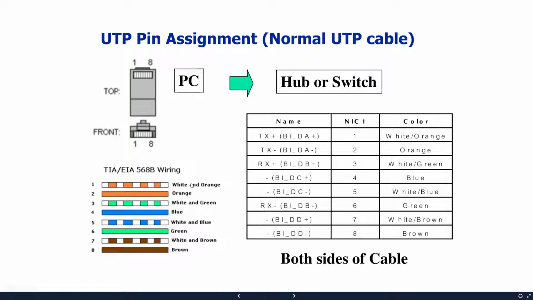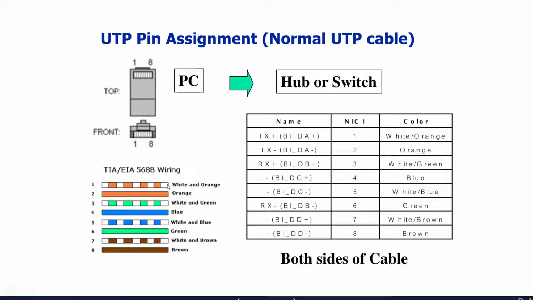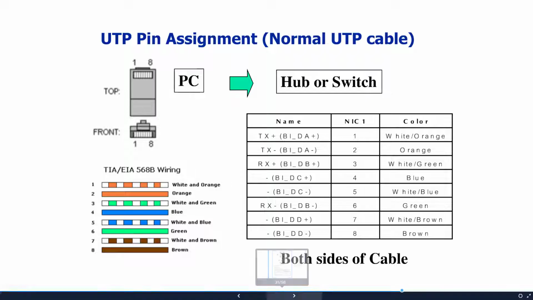So this is the standard order of the color-coded wires. White, orange for pin 1. So that means on the other end, it's also going to be white, orange. Pin 2 is orange, so on the other end is also orange. So you just have to follow the same order from pin 1 with pin 2. Okay, so that's for a normal UTP cable. So that is connecting a PC to a hub or a switch.